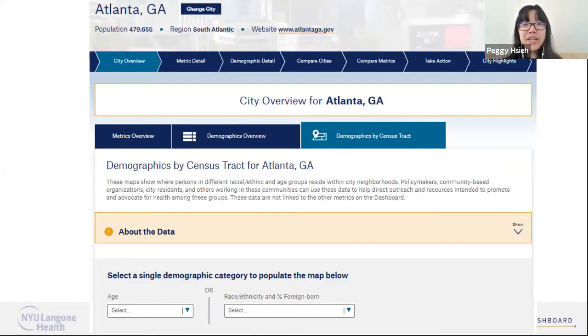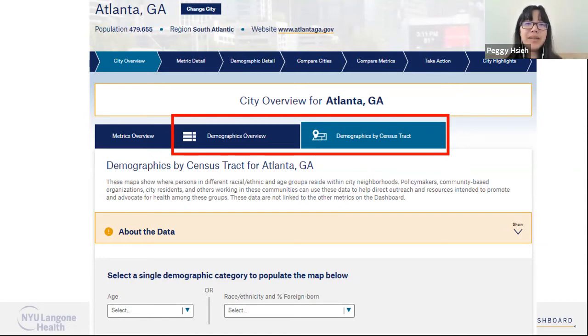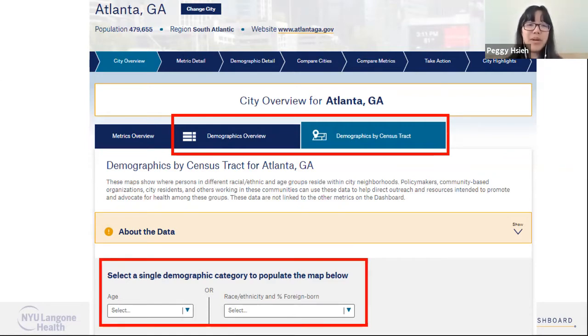So this slide shows a screenshot of the City Health Dashboard on the city overview page specifically. The city overview page has 3 different tabs. One provides an overview of the metrics and metric data that we provide for the site. And then the other 2 outlined in red here are the ones that have our demographic information. The demographics overview tab is the one that has the city level data presented in table format. And then the demographics by census tract tab has the demographic maps. And you see on the bottom here, it's where the filters are.